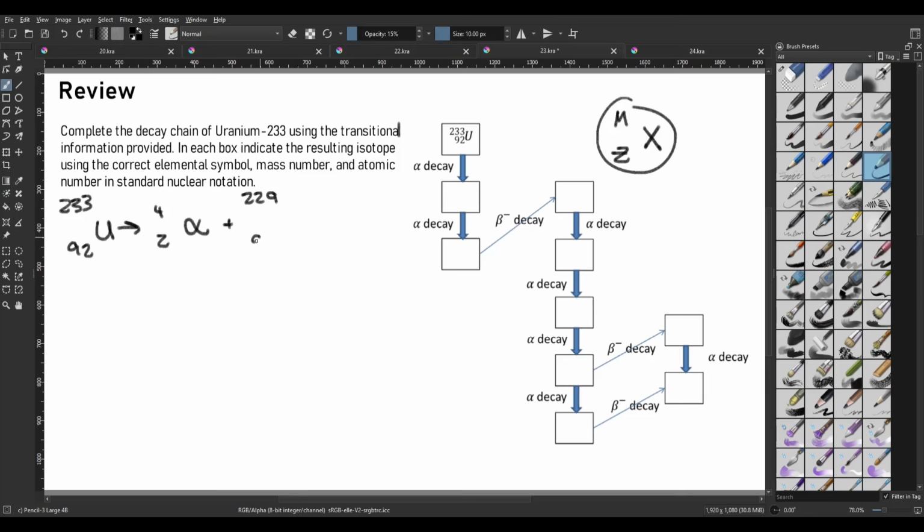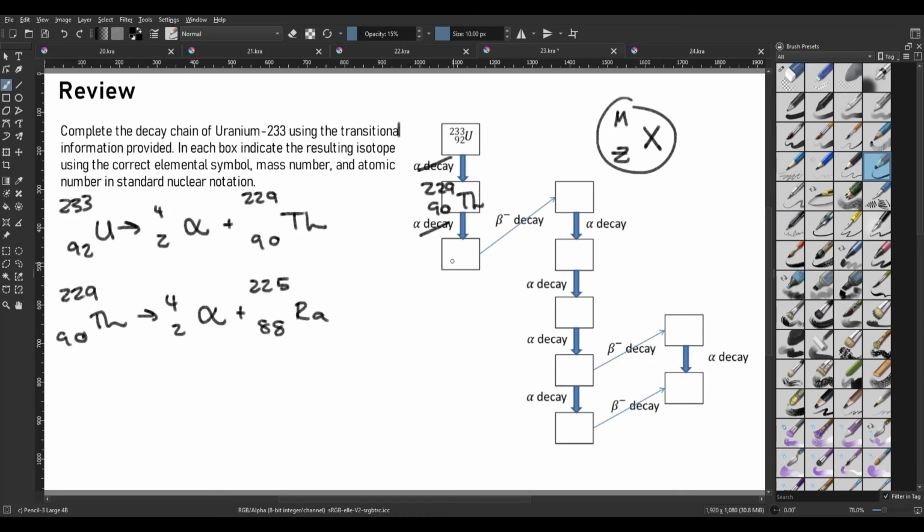90, and that is going to be thorium. So 229 over 90 thorium. We got rid of the alpha decay, so we're going to move on now. So 229 over 90 thorium. It says another alpha decay. Okay, 4 over 2 alpha plus 229 minus 4. We get 225. 225, 88 on the periodic table, element number 88 is going to be radium. Second alpha decay done. 225, 88, Ra.